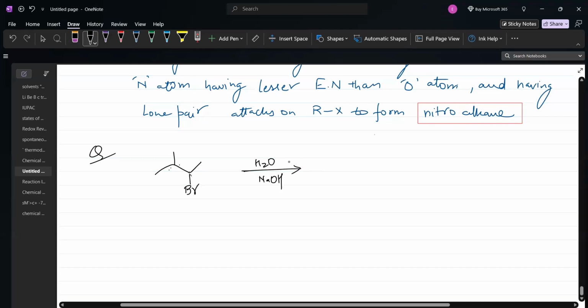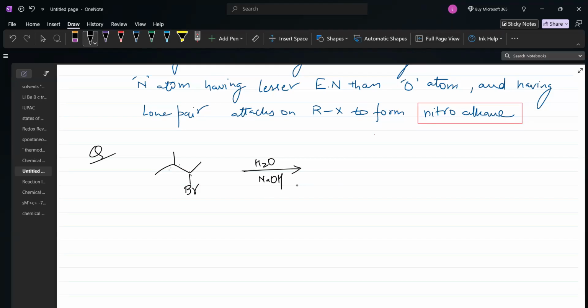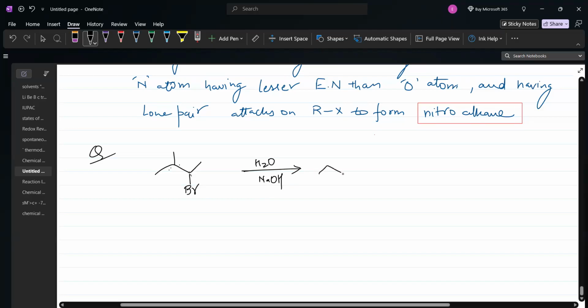So the reaction is this. See what happens in SN1 reaction. We know that carbocation is formed, right? The halogen leaves and carbocation is formed, right? Everyone, है ना जी?